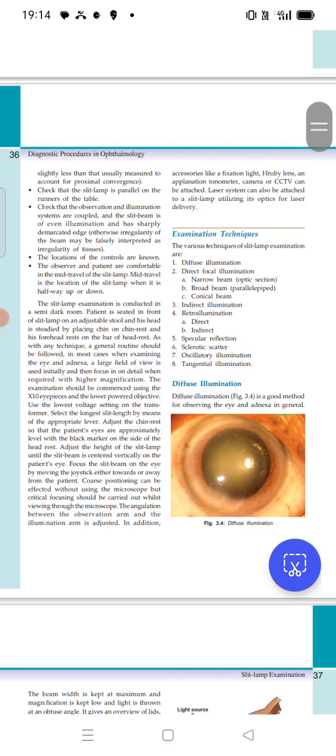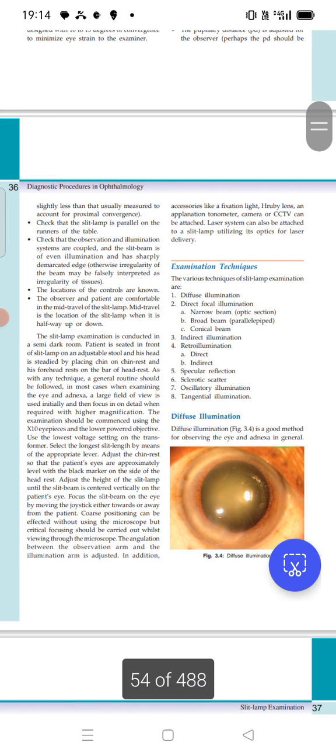The narrow beam is an optic section, used when we need a higher magnified view. We can find any kind of corneal abnormalities with the help of the optic section. We can find the thickness of the cornea, and we can see the anterior chamber depth with the help of the optic section.